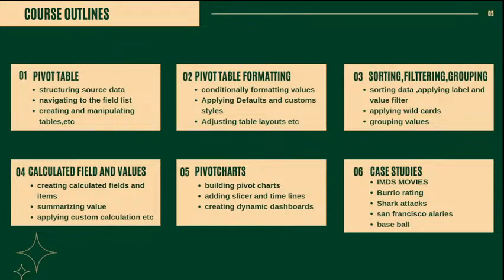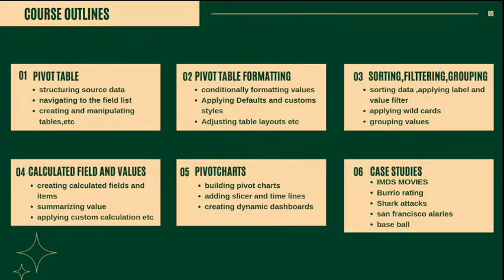Okay. So first thing, pivot tables. A pivot table is a structured format of data. We can structure the source data, navigate the field list, and create and manipulate data tables. Next one, pivot table formatting. That is conditional formatting of values and applying default and custom styles and layouts to the table. Sorting and filtering is to sort out the data, compress our data, and remove unwanted labels or values, and grouping the values. Okay, so this is the sorting and filtering concept.